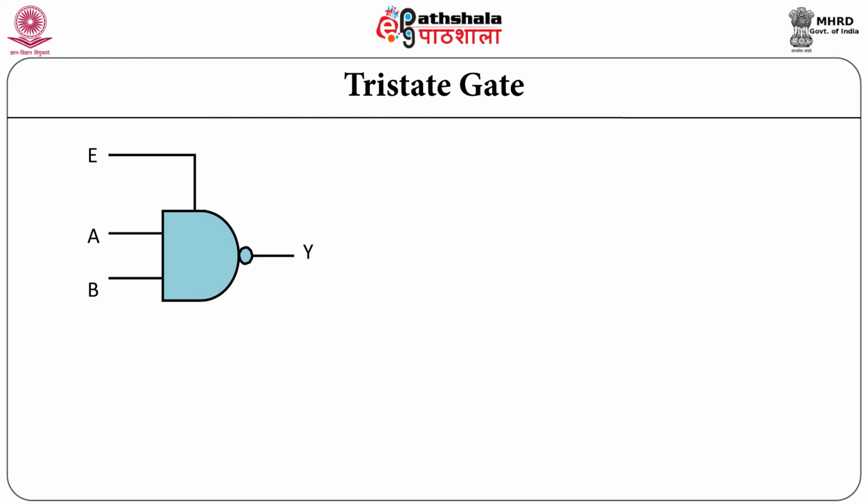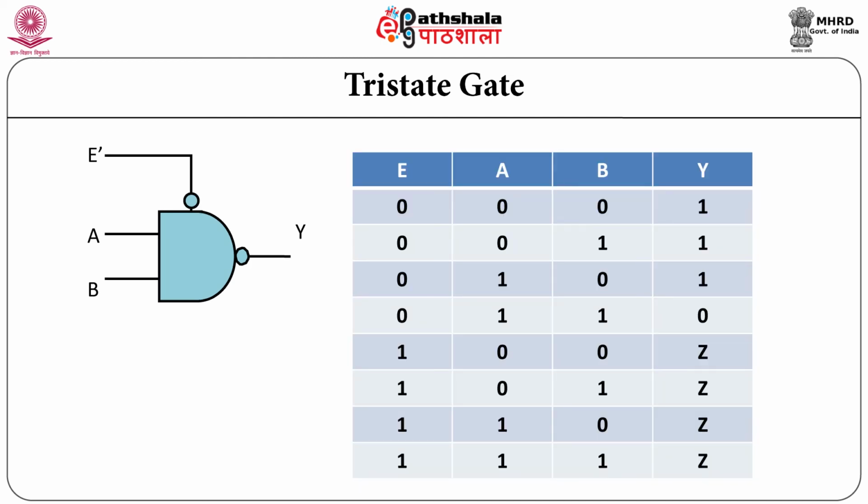The enable input decides whether the gate is active or in the high impedance state. When active, it can be either in 0 or 1 depending upon the input conditions. In this gate, when enable input is high, NAND function provides 0 or 1 depending on the input conditions. If enable is low, the NAND gate output will provide high impedance state independent of the input combinations.